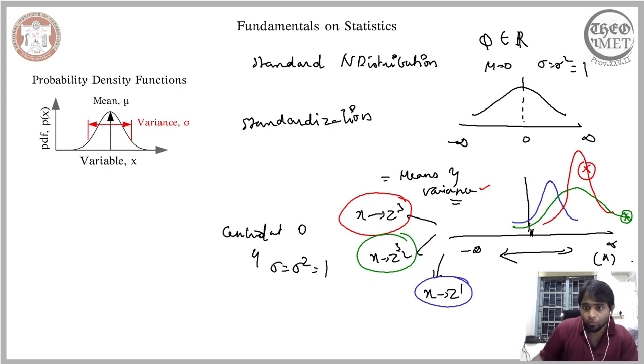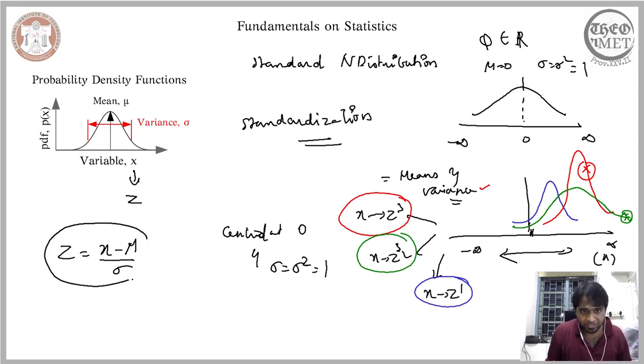So it is possible for me to translate and scale this variable in such a way that I'm able to shift each of these distribution curves and change it to the normal distribution, and that is what is referred to as standardization. The way we can translate a given variable x to z, translating any given normal distribution to the standard normal distribution, is that we consider z equal to x minus mu by sigma.